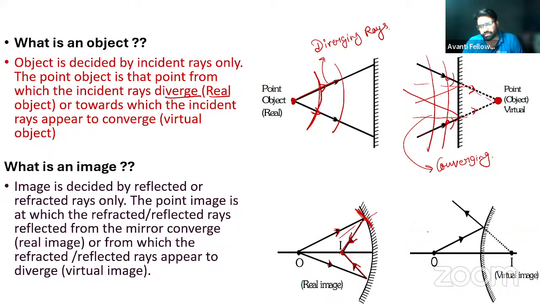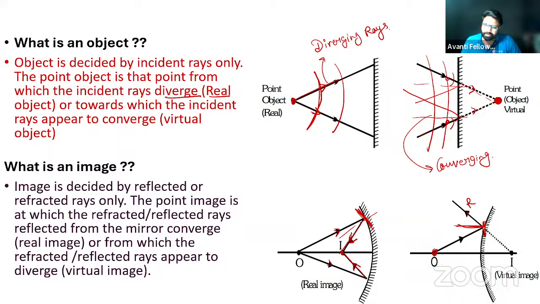But if you will see here, in this case, we have this object, and the rays coming from it prove that the incident rays are coming from this point. After reflection from here, at this point, this is the reflected ray. What I have told you about the image: from where the reflected rays are coming or appear to come, that particular point is the image.